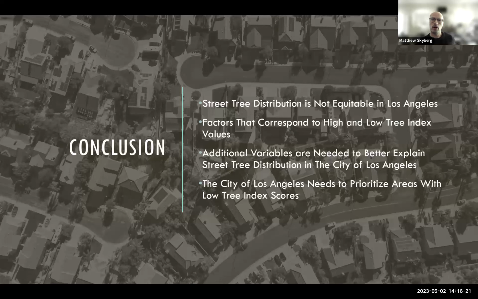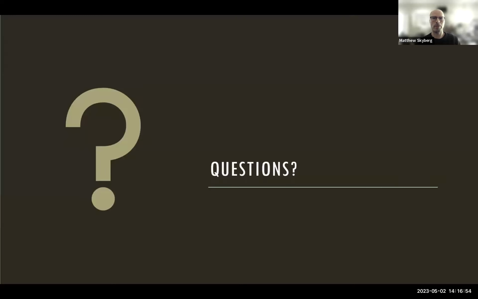So conclusions: urban tree canopy and street trees are essential to the city's health and well-being, and street tree distribution is not equitable in Los Angeles for a variety of reasons. However, additional variables are needed to better explain the street tree distribution in the city of Los Angeles. However, the city can now prioritize areas with the lowest street tree index, along with other variables, and try to tackle the areas most affected by environmental health issues and improve street tree equity in the city of Los Angeles. And with that, I'll open up to any questions you might have.